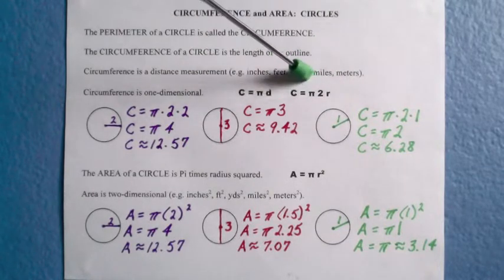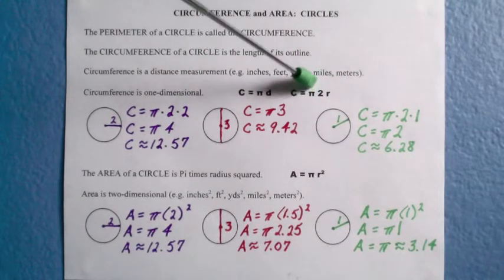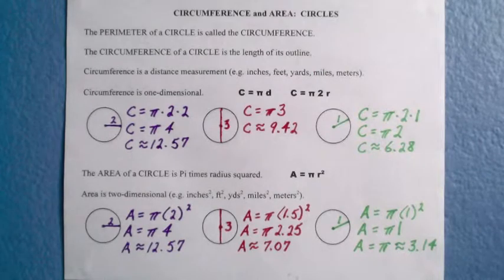Pi is not a variable. It is a constant. It is a number that does not change. It is an actual number. It's not a whole number. It is 3.14 approximately. The decimal part goes on forever.